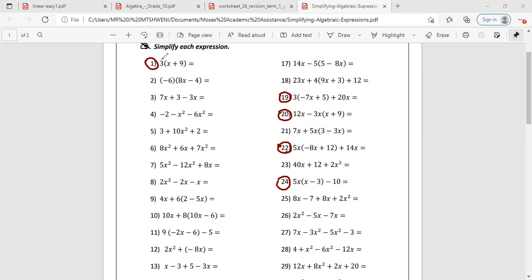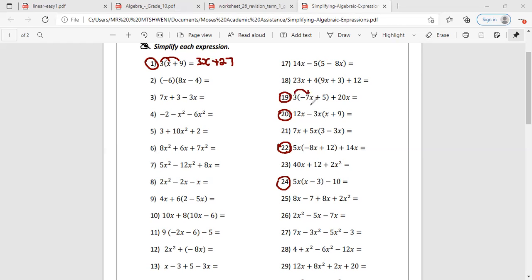Firstly, this is an icebreaker question because it's an easy one. Multiply 3 with x, multiply 3 with 9. What is 3 times x? You get 3x. What is 3 times 9? You get 27, positive 27. This is the answer for number 1. Then you come to number 19.